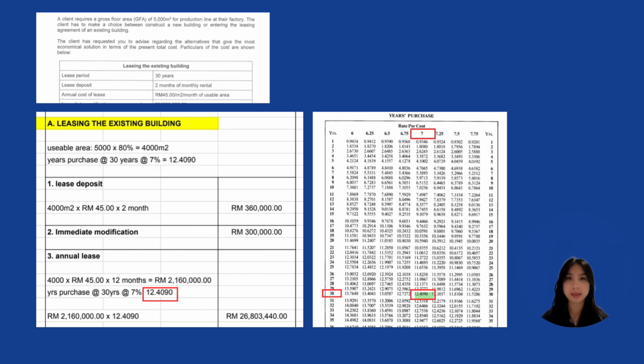Next, the lease deposit is calculated. The monthly rental is 45 ringgit per square meter. Therefore, 4,000 times 45 times 2 months gives a lease deposit of RM360,000. This amount is paid immediately, so no discounting is required. The immediate modification cost is also paid at the beginning, which is 3,100.